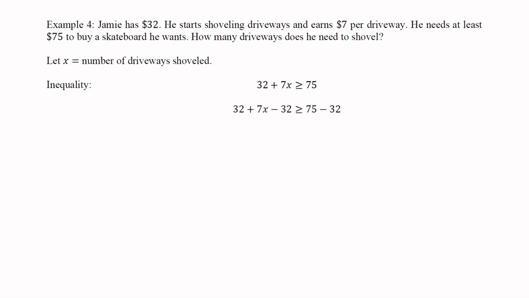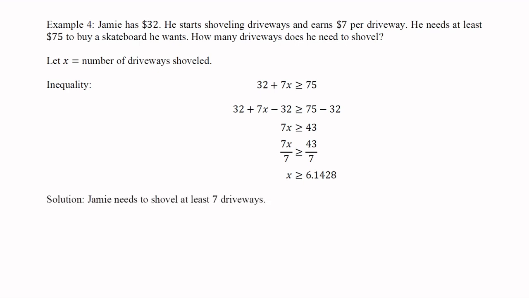Now we're going to solve it by subtracting 32 from each side and then dividing each side by 7. And that gives us x is greater than or equal to 6.1428. Now let's think about this. If he shovels 6 driveways, that's not going to be enough because it's got to be greater than or equal to a little bit more than 6. But he can't shovel a little more than 1/10 of a driveway and get paid for that. So we're going to have to round this up to 7. He needs to shovel at least 7 driveways to have enough money to buy the skateboard.